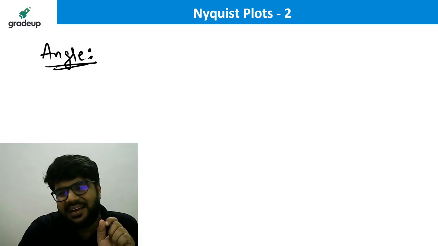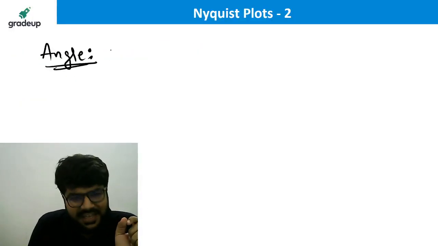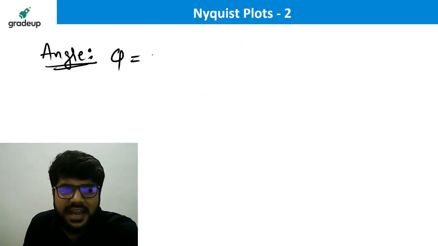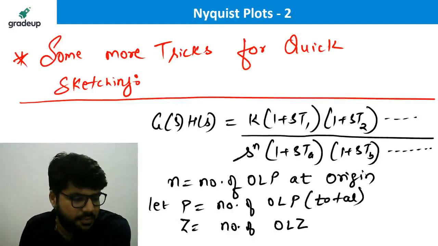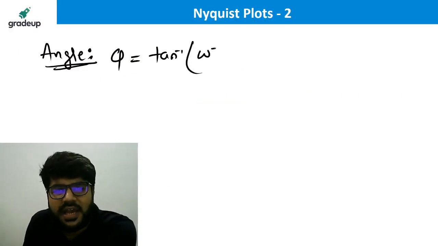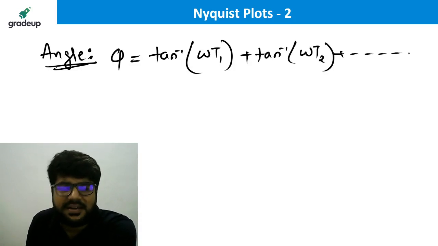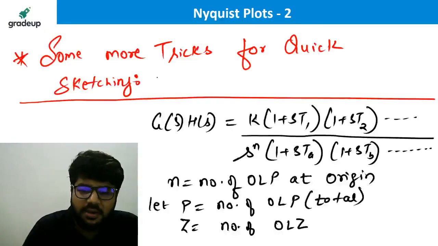So what is the angle? Can I write down the angle expression? Yes, I have learned how to calculate the angle. For the numerator, the angle will be positive only. So put s equal to j omega directly. You have tan inverse omega T1, tan inverse omega T2, etc. Then come to the denominator.